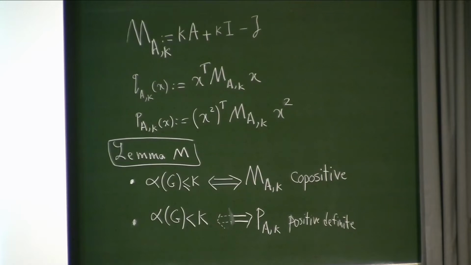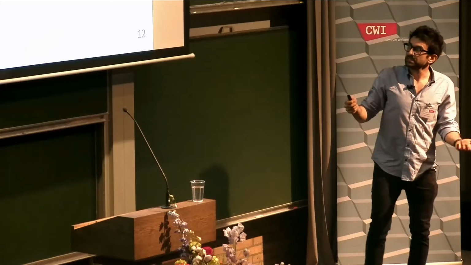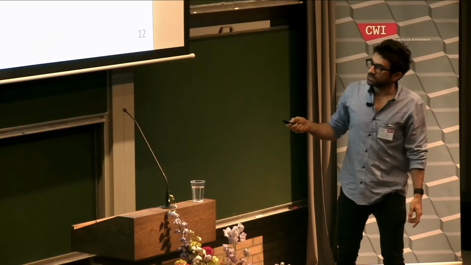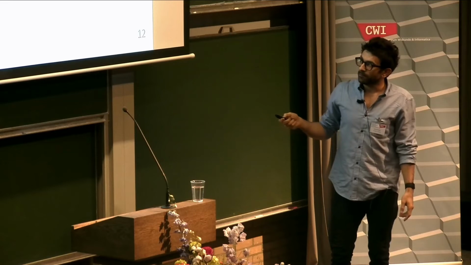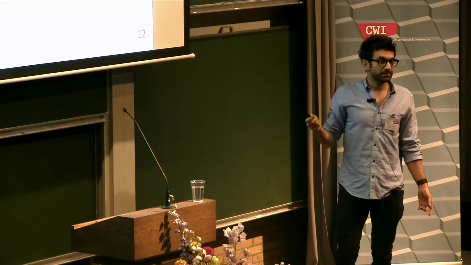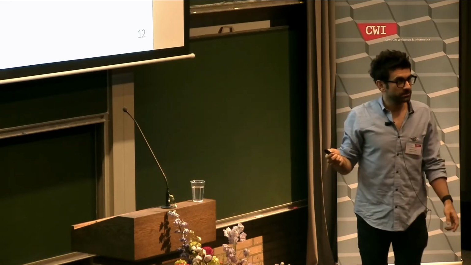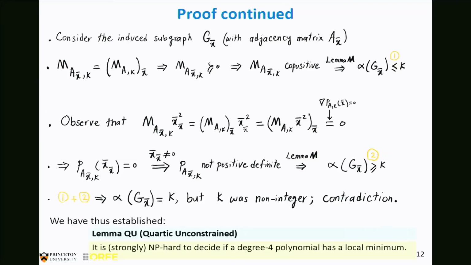So the opposite inequality. You can probably see the contradiction. So this has to be equal to k, but k was not an integer, and the stability number is an integer. Right? So that's a contradiction. So what did we establish? We succeeded in proving lemma QU, quadratic on constraint. So if you have a quartic polynomial, it is NP-hard to test if there is a local min.